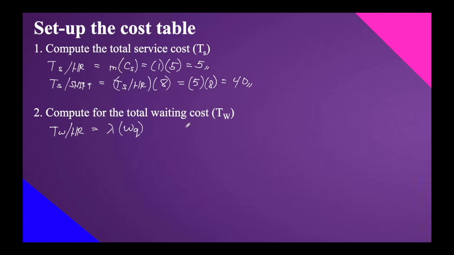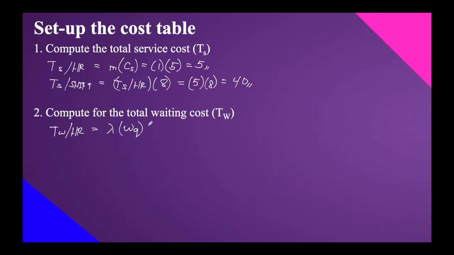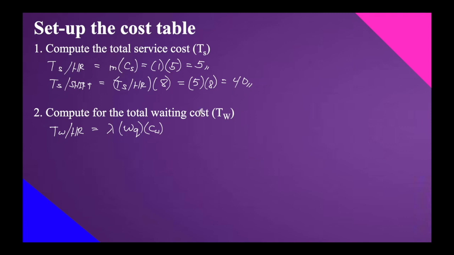Balikan natin para maalala ninyo, no? WQ stands for the average waiting hours per client. Gaano ba sila katagal naghihintay? Kaya i-multiply natin sa ating lambda, which is yung arrivals per hour. And of course, may kadugtog pa po yung formula na yun. Now, we need to multiply that also sa ating value na C sub W. Again, C sub W is the cost of waiting. Gaano ba kagastos yung paghihintay ng mga client? No? So, ayun yung tatlong kailangan natin i-multiply.